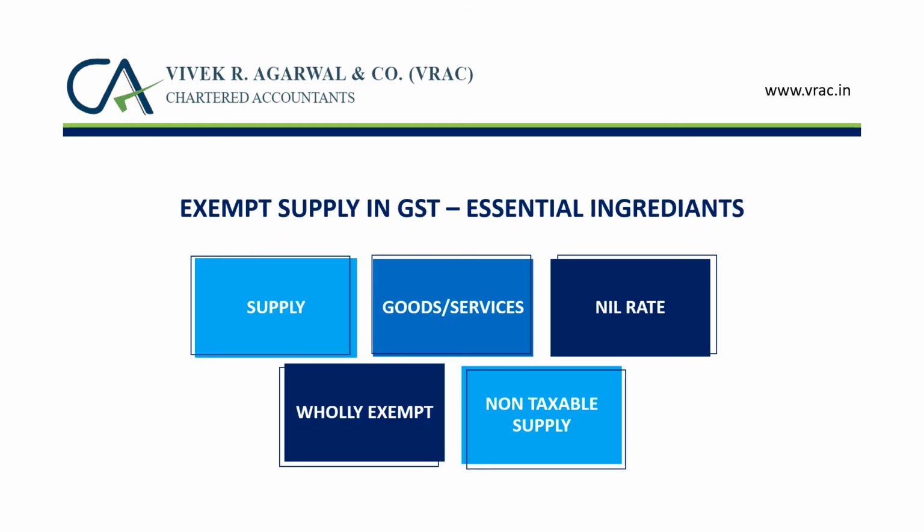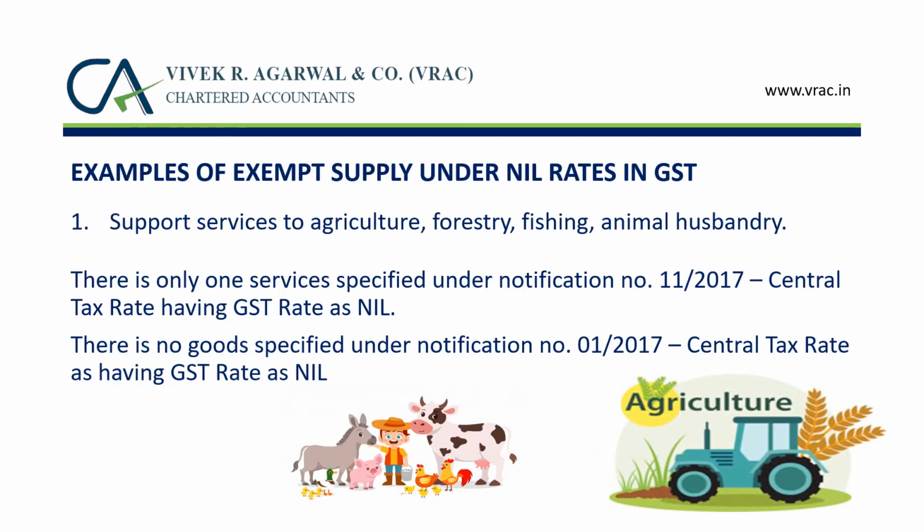Thus, essential ingredients of exempt supply are: there must be a supply. The supply must be of goods or services or both. The supply can be either nil-rated, or wholly exempt under notification, or non-taxable supply. There is only one nil-rated supply under GST which is specified in the notification issued under Section 11 of CGST Act, which is support services to agriculture, forestry, fishing, animal husbandry. There is no goods which is specified as nil rated.